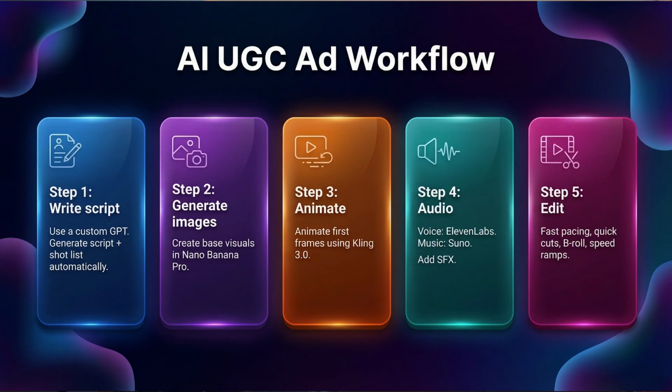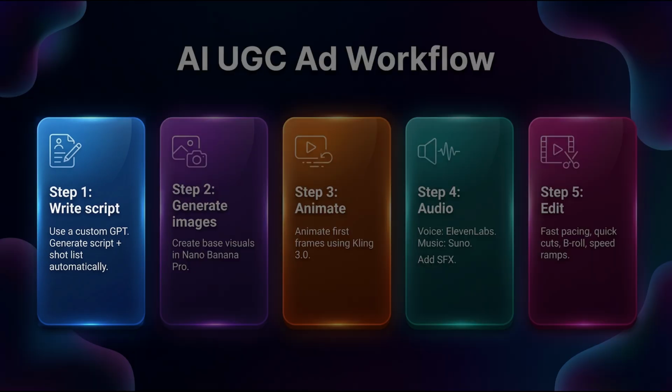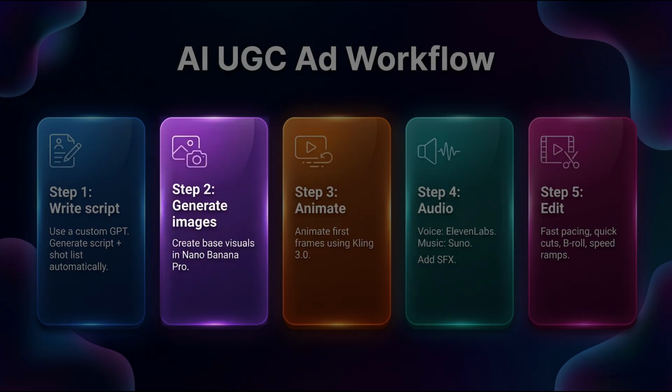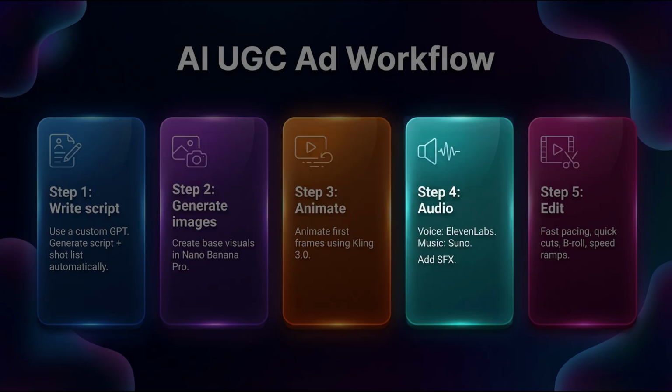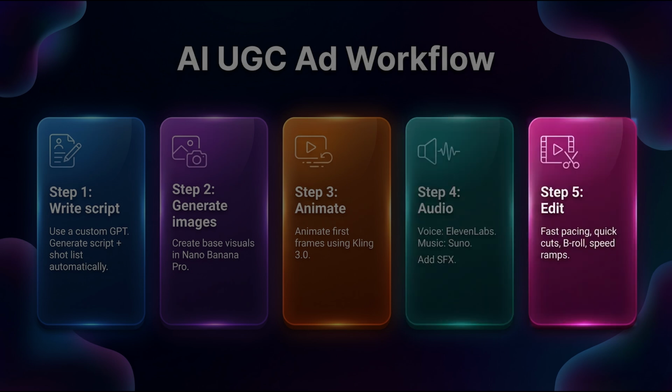So here's a quick recap of all the 5 steps. Step 1, write the script with the custom GPT, get the shot list automatically, and use my tool to organize it. Step 2, generate your base image with Nano Banana Pro. Step 3, animate every first frame with Kling 3.0. Step 4, add your voice with 11 Labs for consistency, generate your music with Suno, and drop some SFX for polish. And step 5, edit with the high pacing, quick cuts, B-roll between talking shots, speed up motion clips.